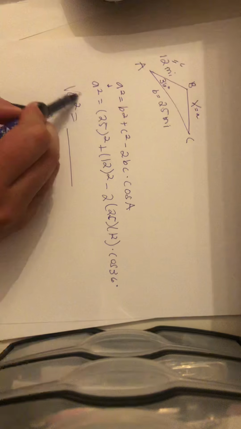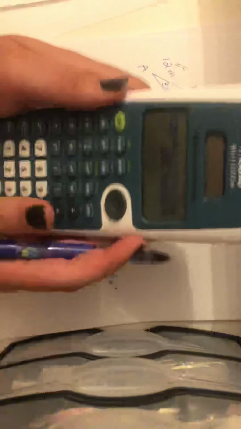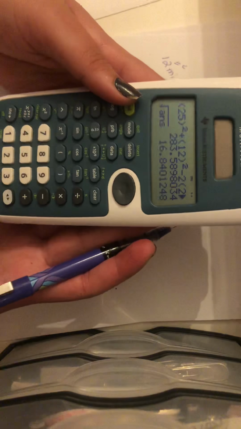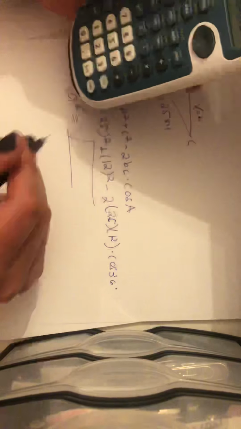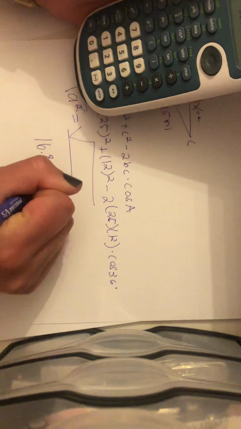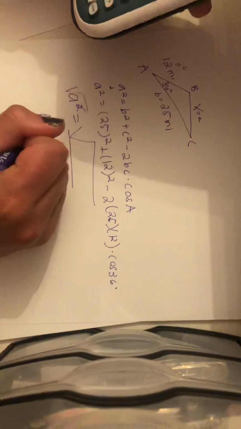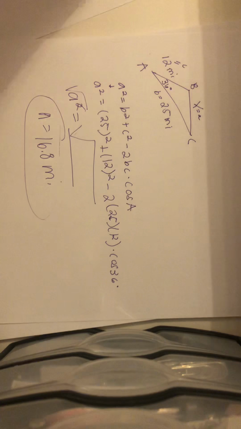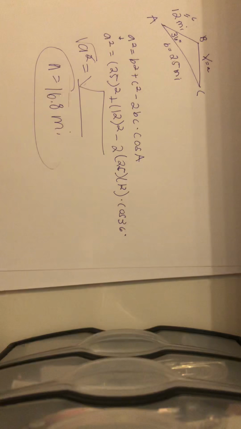To get rid of this square, we're going to square root it on both sides. When we square root it, we should get 16.8 miles. So A equals 16.8 miles. Give you a second to copy this down.